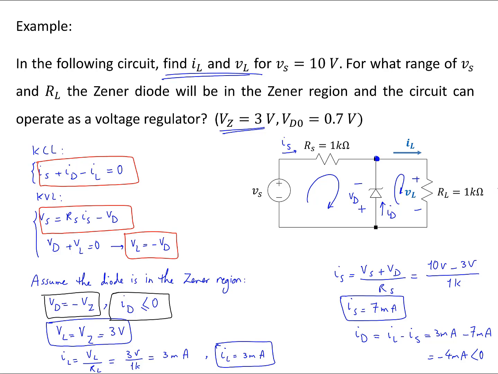In the second step, I need to find the range of VS and RL for which the diode is going to operate in the Zener region, so it's going to function as a voltage regulator. In a voltage regulator, I expect the voltage across the load to be a constant value regardless of the changes in VS or the load resistance, or correspondingly the changes in the load current, the current that we draw from the voltage supply or the regulator.